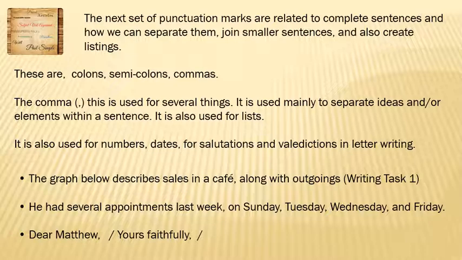So here's a typical sentence in a writing task 1 essay. The graph below describes sales in a cafe, comma, along with outgoings. Sales is how much money we get in from selling things. Outgoings are how much money we have to spend in our business. Electricity bills, paying salaries, etc. These are called outgoings. So this sentence has been put into two things. We're talking in one part about sales, and then the other part we're talking about outgoings. So we separate them with a comma.